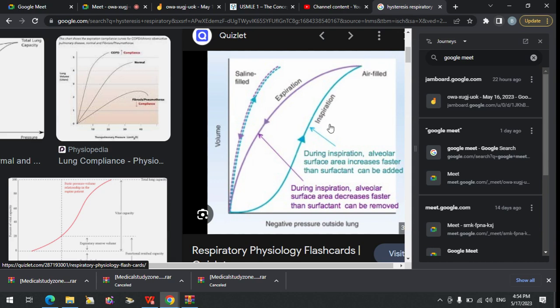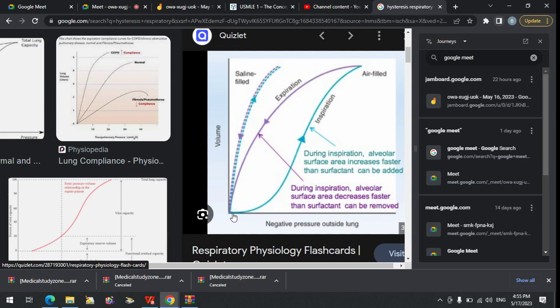Now let's look at the starting of inspiration, where my cursor is here. Can you guys appreciate that? I'm at zero exactly. At that zero there's no volume because you are just starting. The radius is very small.